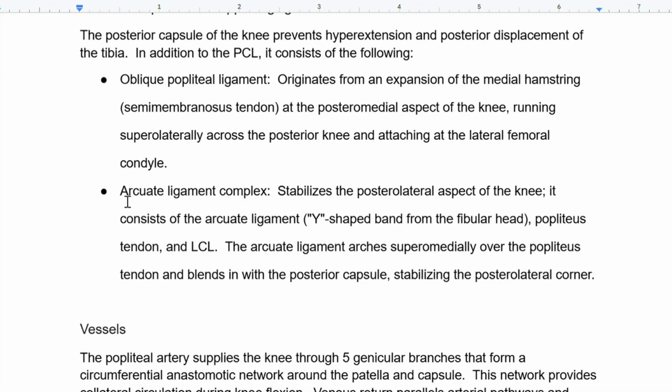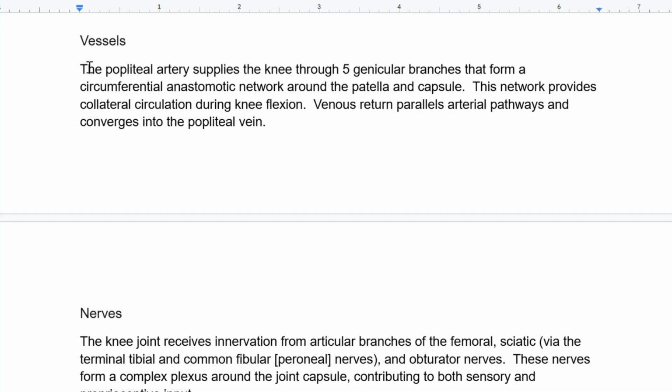Then there's also the arcuate ligament complex. This stabilizes the posterolateral aspect of the knee. It consists of the arcuate ligament, which is a Y-shaped band from the fibular head, and the popliteus tendon, as well as the LCL. The arcuate ligament arches superomedially over the popliteus tendon and blends in with the posterior capsule, stabilizing the posterolateral corner.